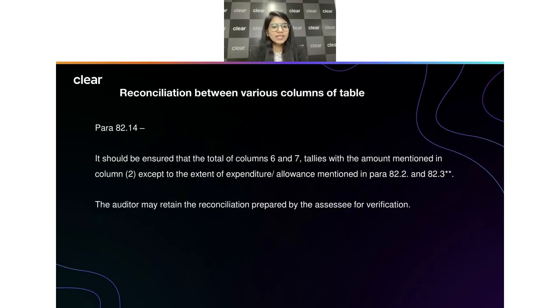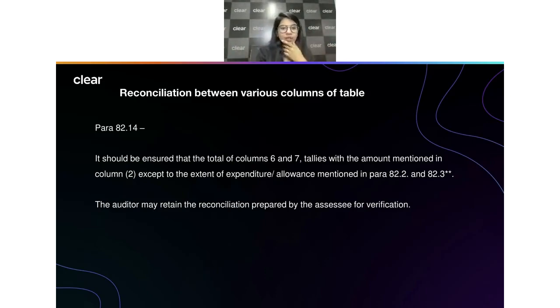Now the next part is about this. We just talked about all this: there is column number 2, there is column 3, 4, 5, 6, and 7. So we just talked about all of these columns. When we were talking about all these columns, another important point we should understand over here is that we should have a sort of reconciliation between this table.